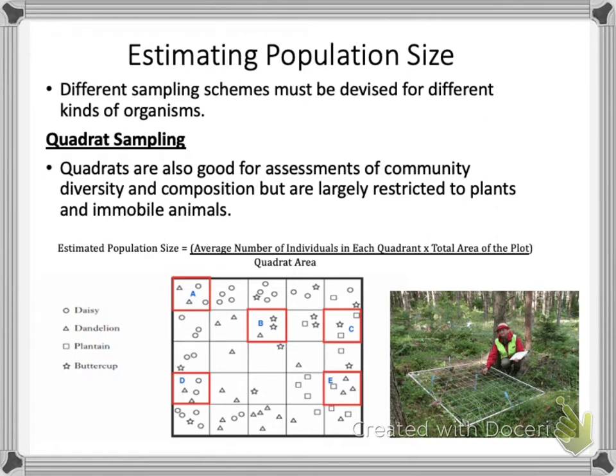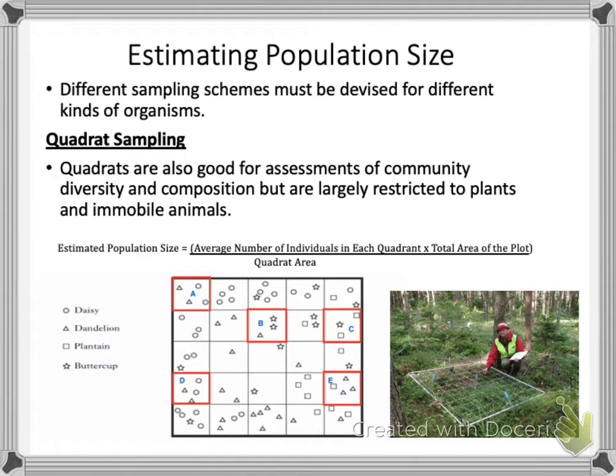A quadrat is basically taking a grid and placing it over your environment, and then you can use a random number selection to randomly select which quadrats you're going to sample from. In general, this sampling method is very good for organisms that are immobile, that are staying in one place and are going to stay in your one quadrat the whole time, and so you can count them.